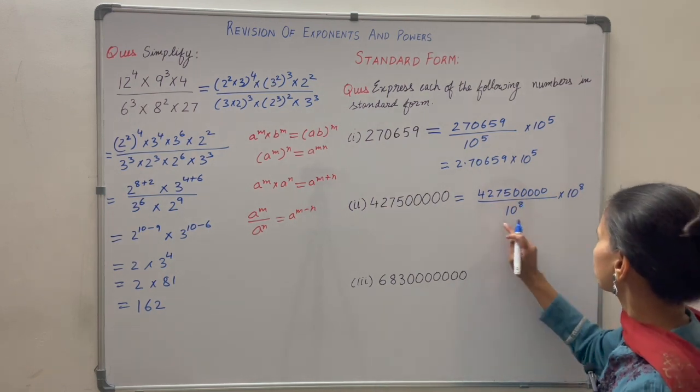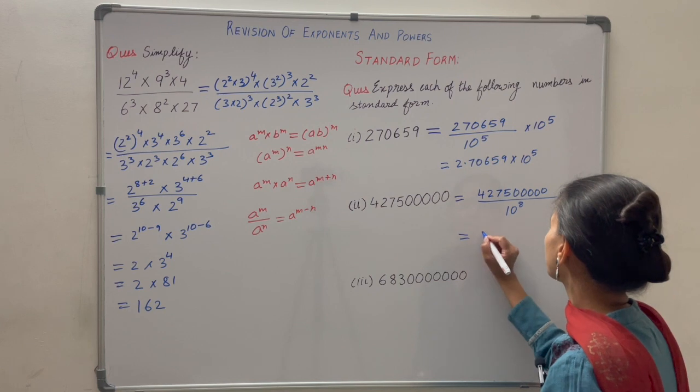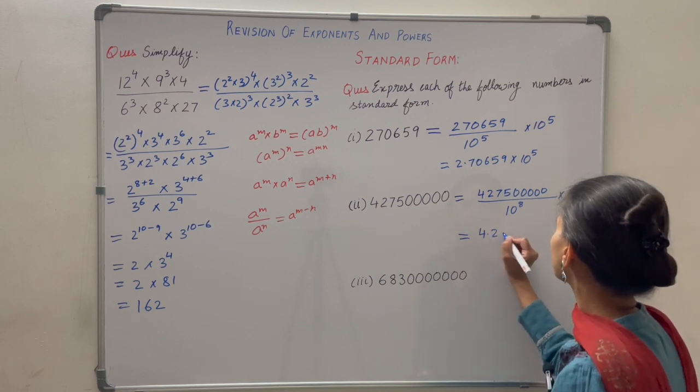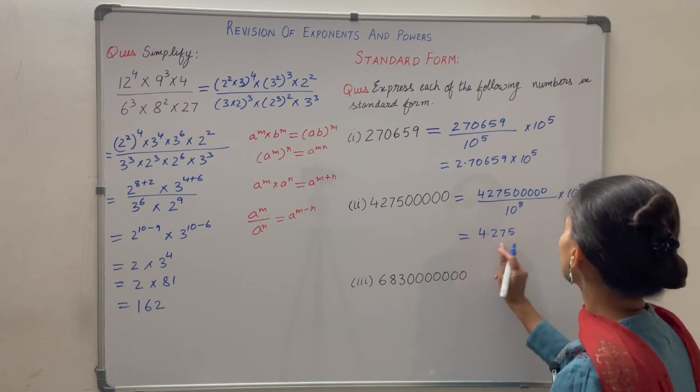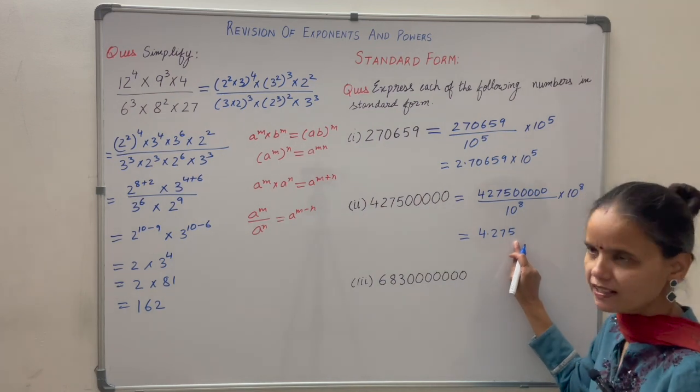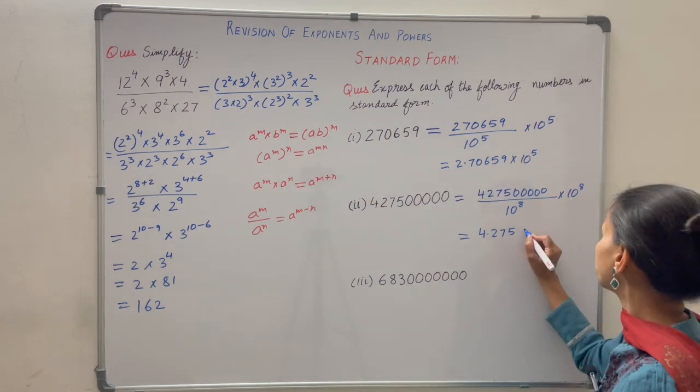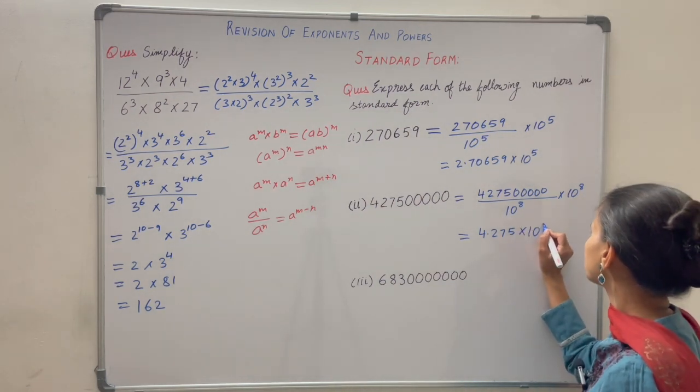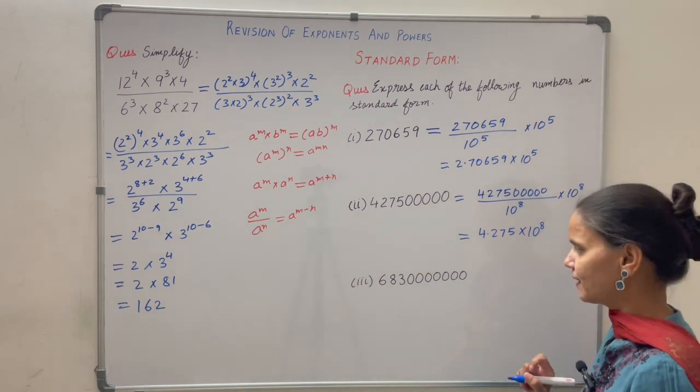So when you divide this by 10 raised to the power 8, here you get 4.275. So this is the number between 1 and 10. Multiply to the powers of 10. Here it is 10 raised to the power 8.